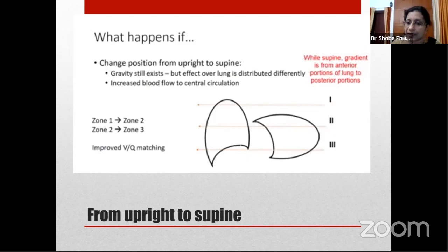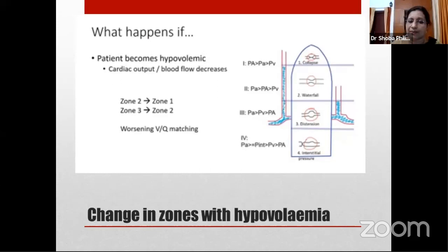If this patient becomes hypovolemic, what happens? The cardiac output decreases. When the cardiac output decreases, zone 3 is converted to zone 2, and zone 2 is converted to zone 1. And there is a worsening of VQ mismatching if the patient is in the upright position.